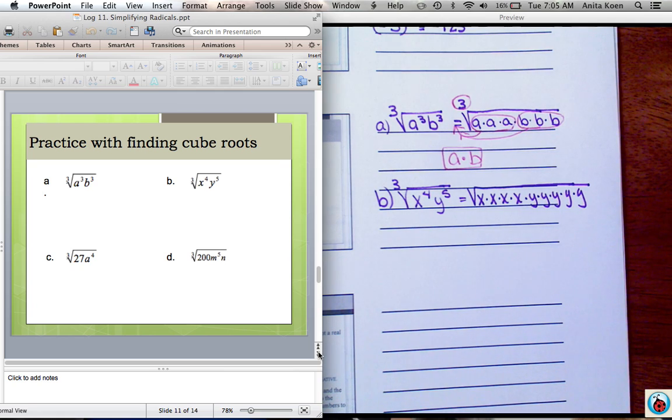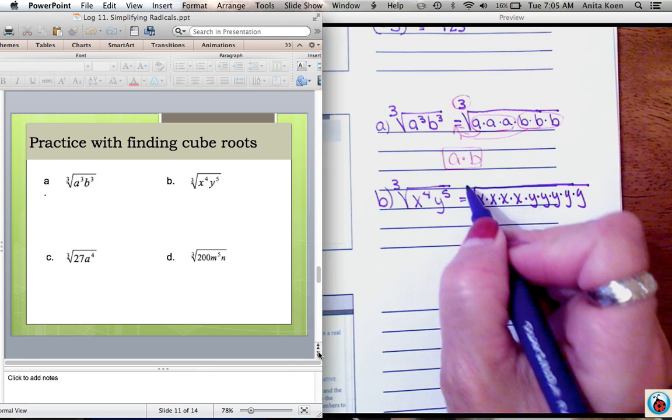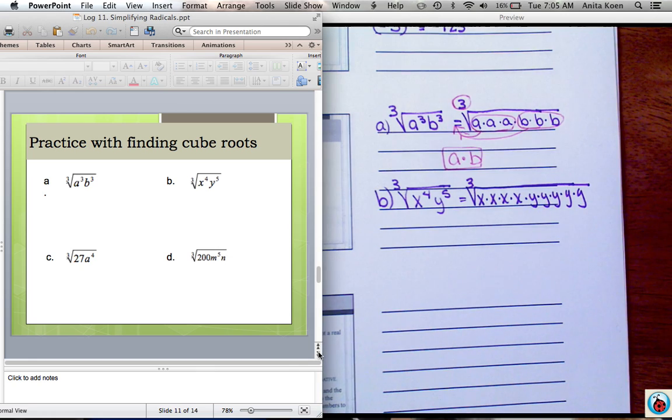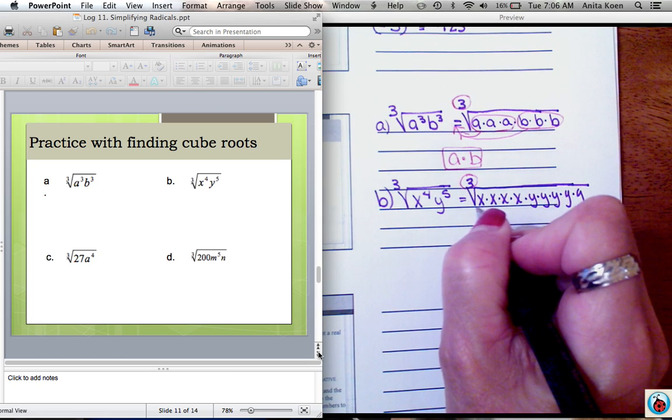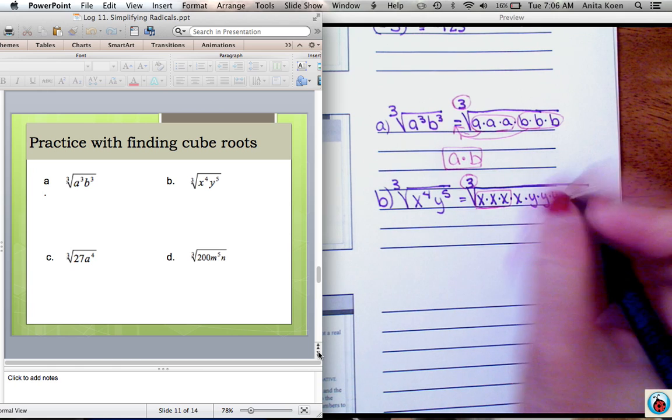4 x's and 5 y's. We're looking for... oh, I left off my 3. This is a common mistake. Please don't do that. I left off my 3 there. I'm looking for groups of 3. So I'm going to do 3 x's.